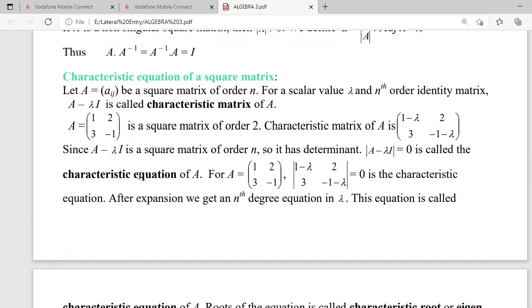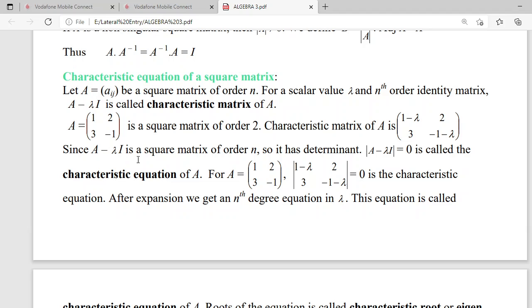Then the characteristic equation of a square matrix. A is a square matrix of order n, for a scalar value lambda and nth order identity matrix I. Then A minus lambda I we call the characteristic matrix of A. For simplicity we are considering only a 2 by 2 matrix, A equal to 1 2 3 minus 1. This is a square matrix of order 2, and the characteristic matrix will be, because the identity matrix is 1 0 0 1, 1 minus lambda, 2, 3, minus 1 minus lambda.